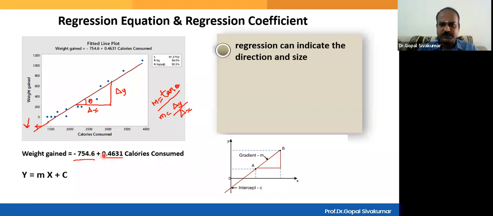Since the sign is positive, you can understand the relationship between x and y is positive. That is what you are noticing here. As x increases, y also increases. And regression can indicate not only the direction, but also the size of the relationship.